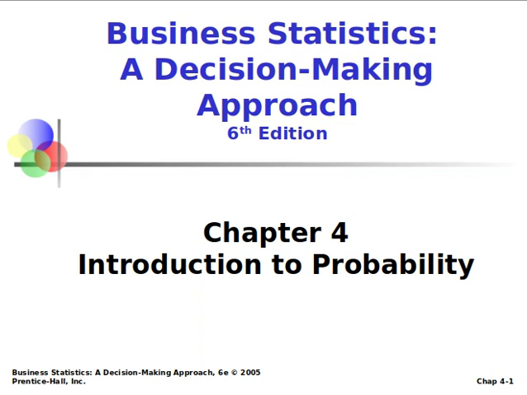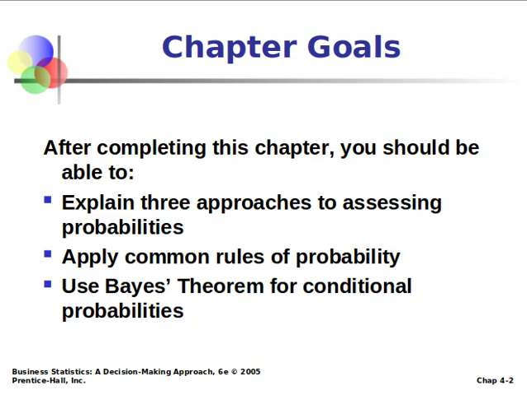Okay class, this is Introduction to Probability from our textbook Business Statistics, a Decision Making Approach, 6th edition. These are the goals of the chapter. After completing this chapter, you should be able to explain 3 approaches to assessing probabilities. Second, apply common rules of probability. And third, use the Bayes theorem for conditional probabilities.